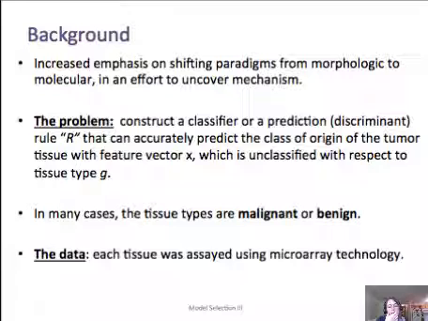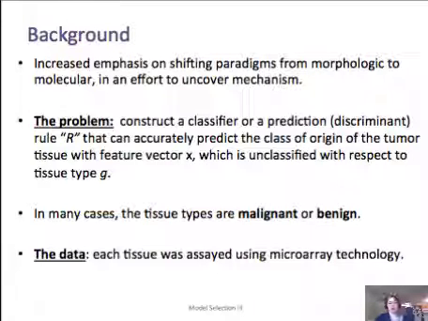So here's some background on the problem. This is really what's going on everywhere in biology. There's an emphasis on shifting paradigms from morphologic to molecular in an effort to uncover mechanism. Morphologic really pertains to structural properties, while molecular focuses more on function. So we really want to uncover mechanism, and that speaks to this idea of personalized medicine and so forth. We want to be able to construct models such that when we change the input a little bit, we can predict an output response. In the case at hand, we're looking at gene expression.